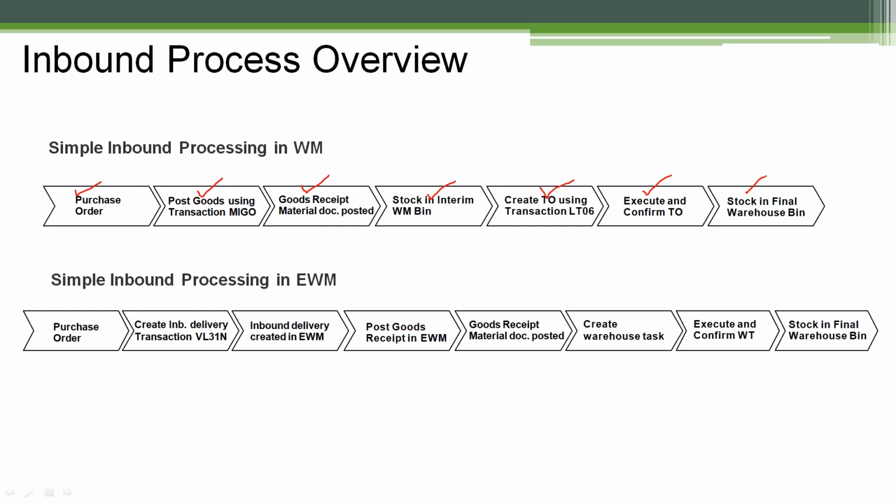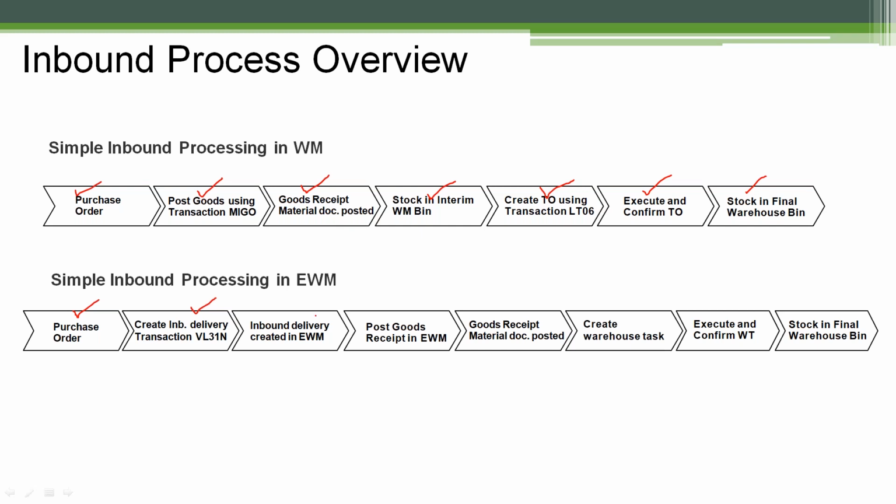To help you understand the difference with EWM, let us see how we do the same process with EWM. We create a purchase order. We create an inbound delivery using the VL31N transaction. This inbound delivery is also a vendor ASN, where the vendor has sent us a shipping notification once they have dispatched the product from their end. This is a mandatory document for receiving products in EWM.